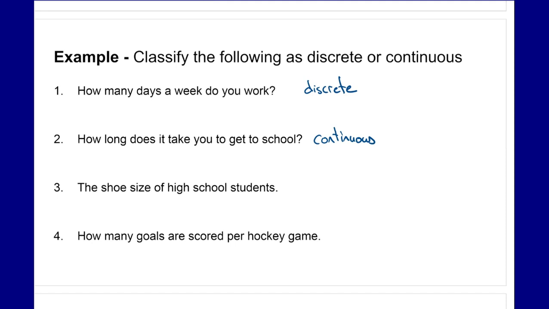Shoe size of high school students: discrete. It can only be fixed values: 5, 5.5, 6, 6.5, 7, 7.5, and so on. The last one, how many goals are scored per hockey game? This is discrete. How many goals are scored? It can only be a fixed amount. Looking at one game, how many goals are scored?